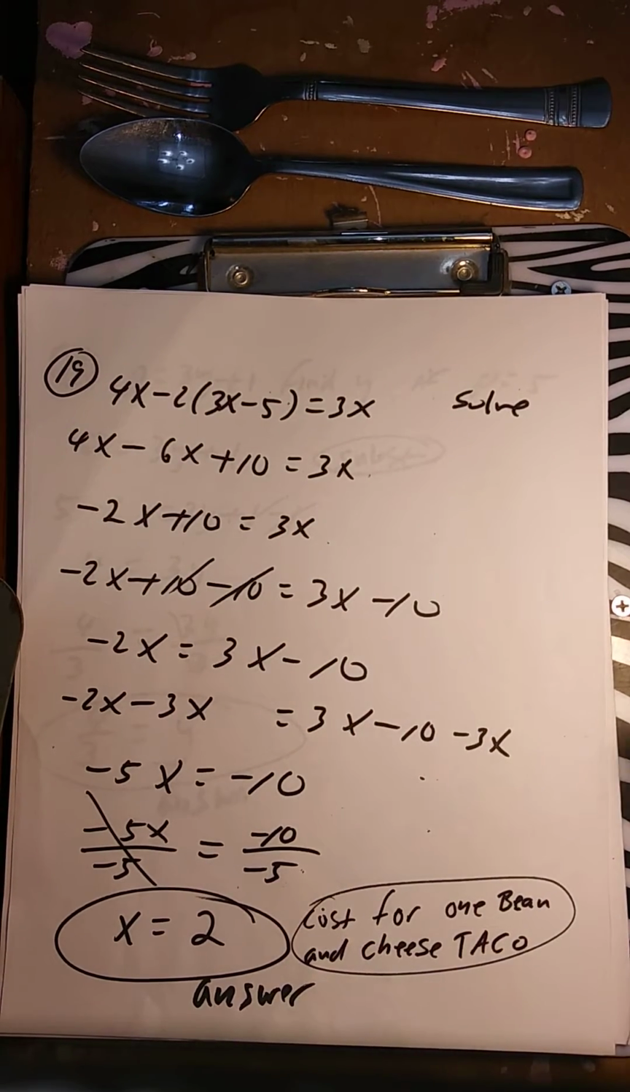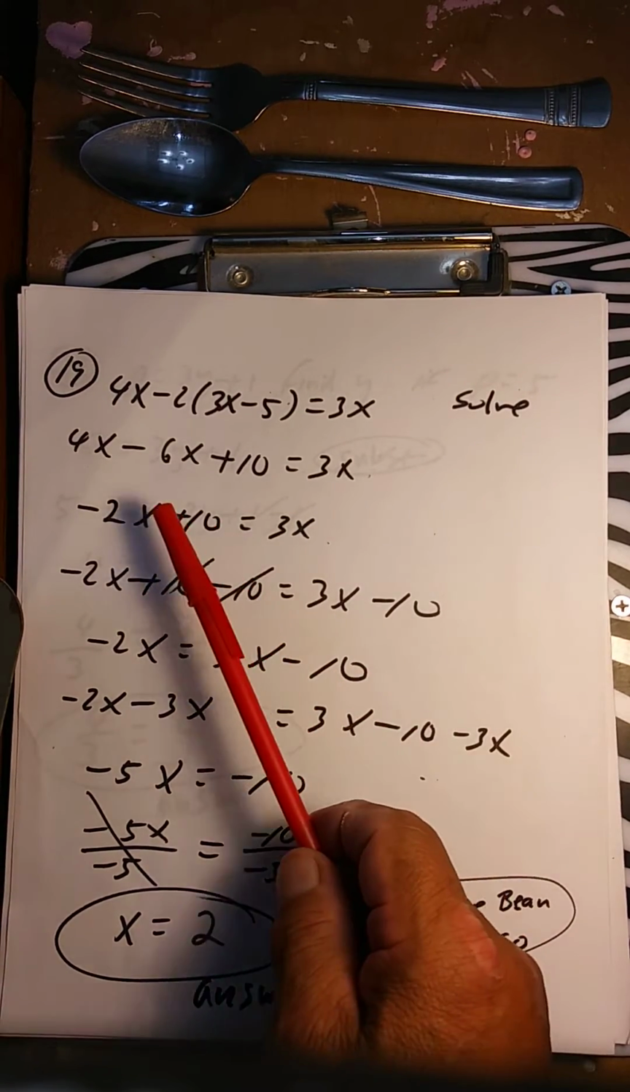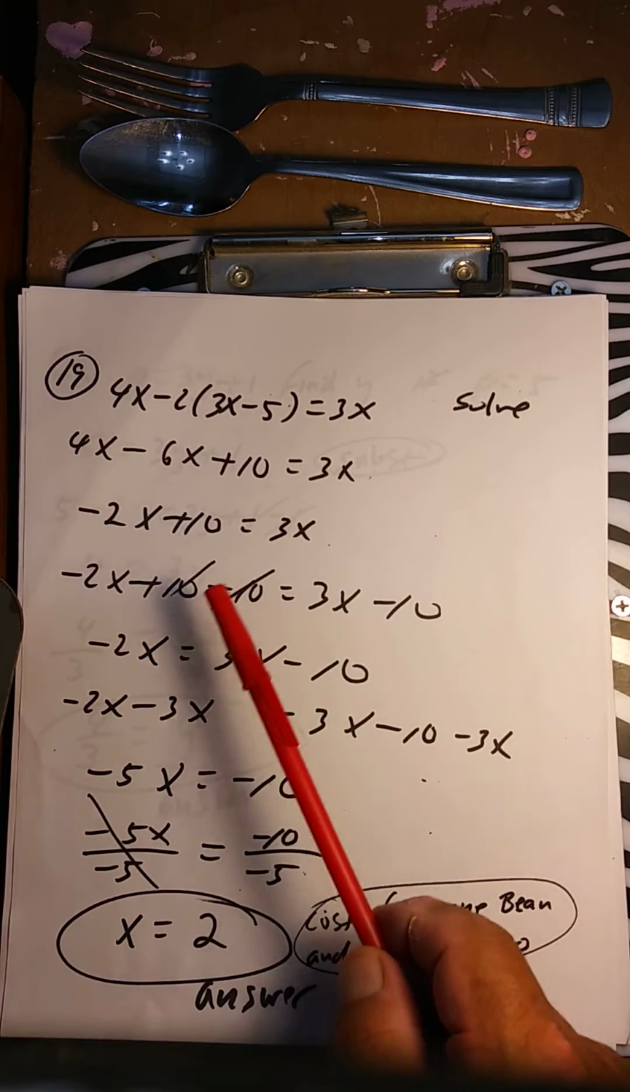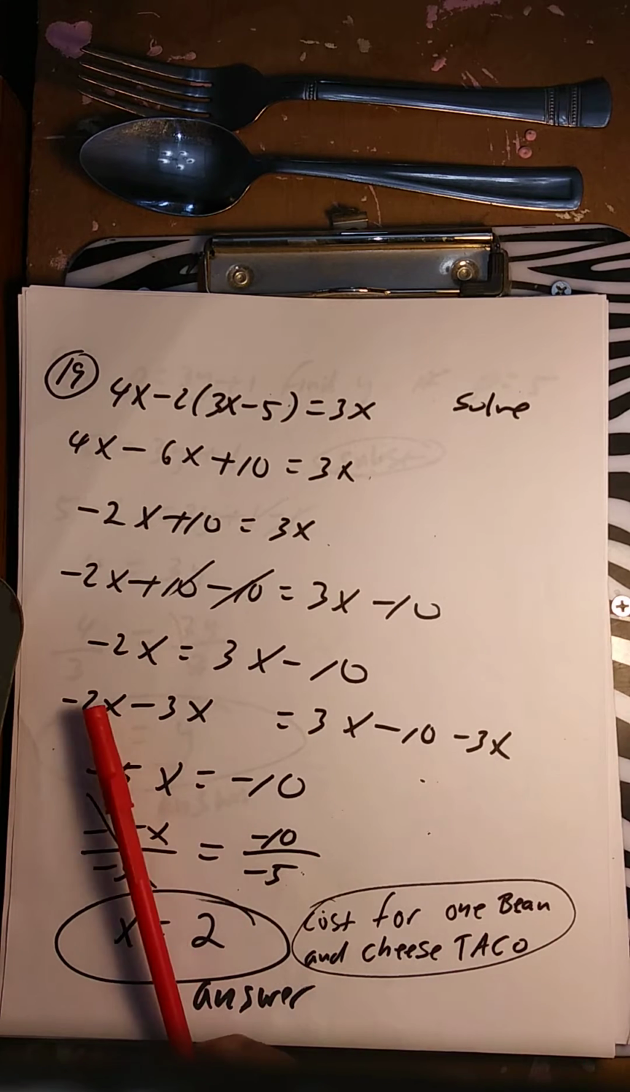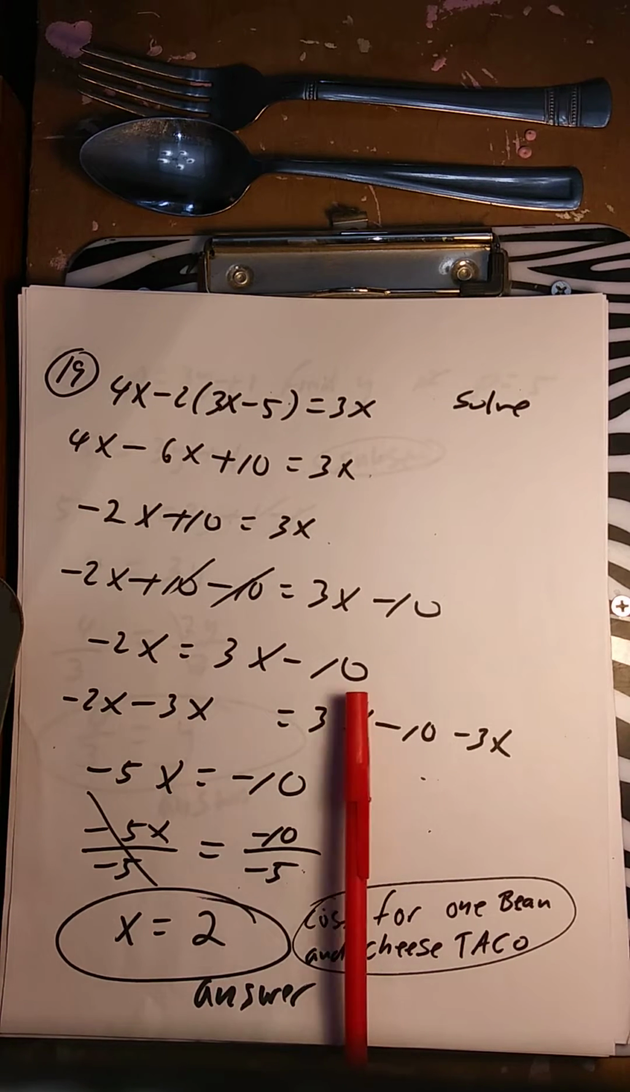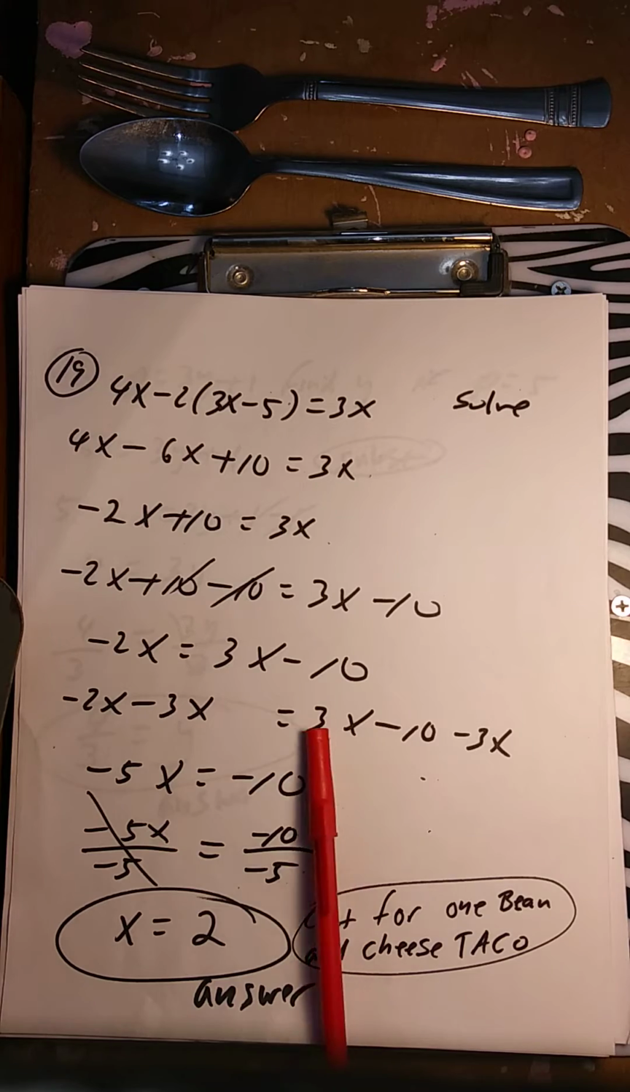So now we're going to go ahead and put the x's together, negative 2x, and now we're going to go minus 10, minus 10. And now what do we have? We have negative 2x equals 3x minus 10. So we're going to go minus 3x to both sides.